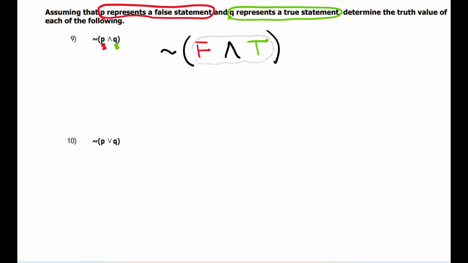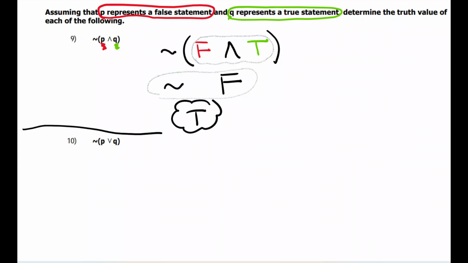Since there's parentheses, you must start with this first. So I'm going to be negating the result of false and true. And you can look off your handout, but hopefully you remembered at this point that on an "and," it'll always be a false unless you have two T's, two trues. I don't have two trues. False and true is a false. And then I will calculate the negation of a false. And the negation of a false is a true. And that is number 9.